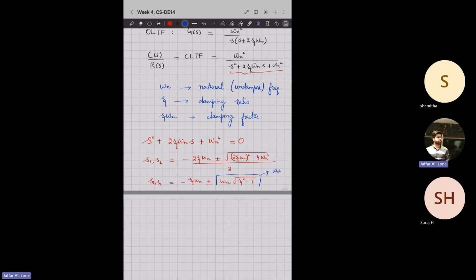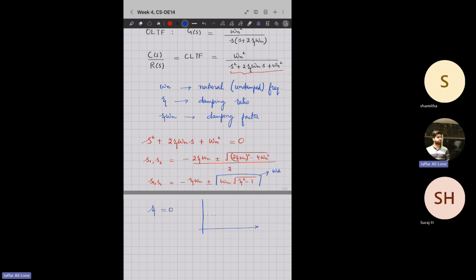Now, the response of our second order system depends on zeta, right? So by looking at the value of zeta, we can decide the response of our system. As I said, zeta is the damping ratio. It means, for example, if zeta is 0, there is no damping. So the response will be something like this.